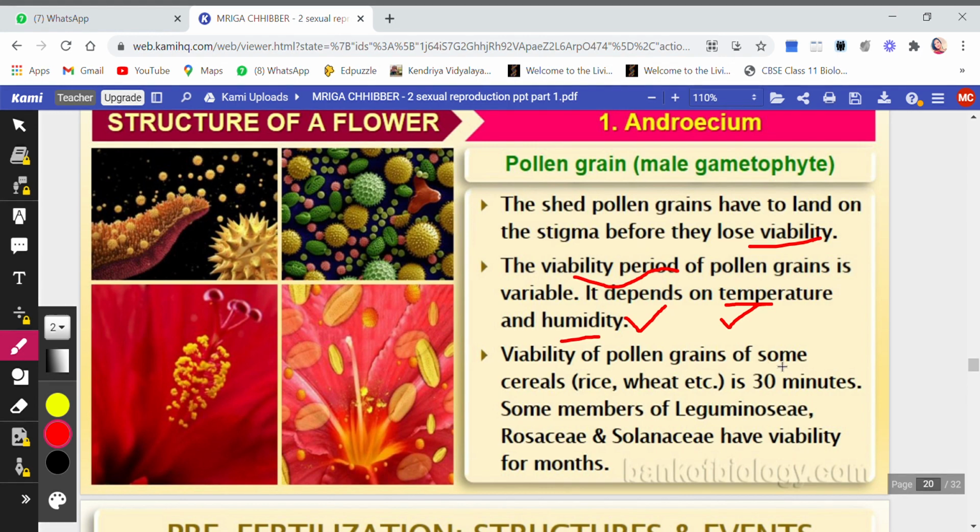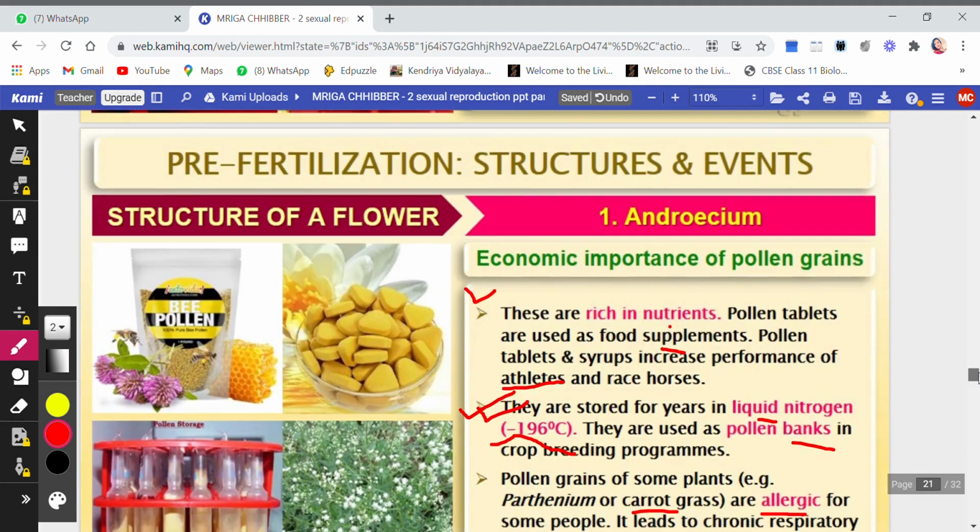Viability of pollen grain of some cereals, like rice and wheat, is 30 minutes. Some members of Leguminosae, Rosaceae and Solanaceae have viability for months also. So if we want a pollen grain to germinate on stigma, it should land on the stigma while it has its viability. If the viability is lost and it still lands on the stigma, then it is of no use. Okay, I hope this is clear.